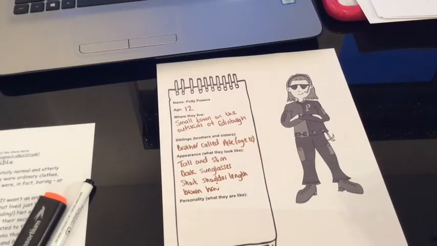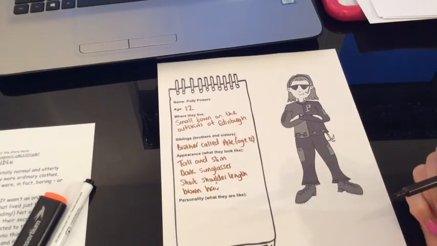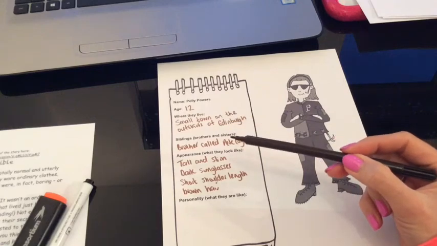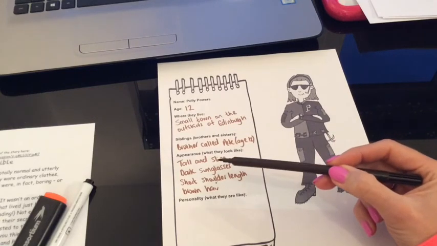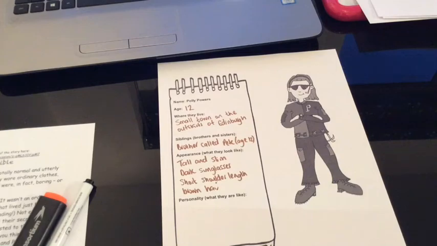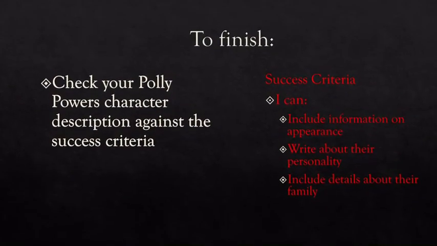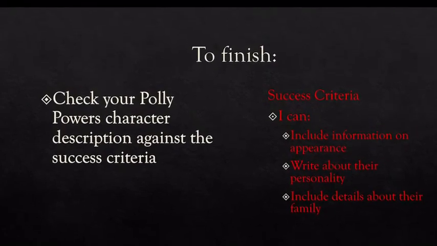You might want to choose the kind of clothes she's wearing, and then you would also then go on to do her personality. So when you come to do this task, you need to make sure you include information on her siblings, information on her appearance, and information on her personality. Good luck. To finish with, I would like you to check your Polly Powers character description against the success criteria.